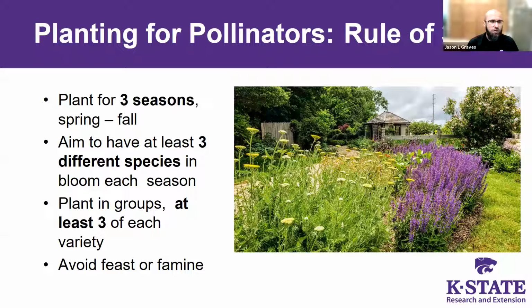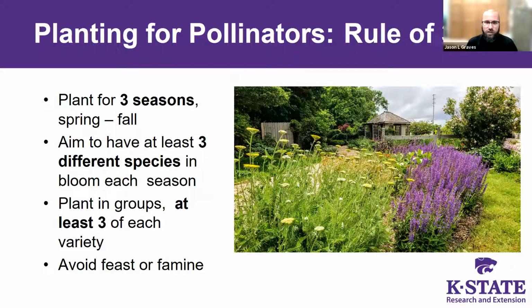And so we want to plant for 3 seasons, spring to fall. And our aim is to have at least 3 different species in bloom each season. So that's a good goal to shoot for. And then we'd like to plant in groups. So at least 3 varieties, at least 3 of each variety. So, if you're looking for just a general formula to start with, this rule of 3 may be helpful because it just gets you on your way.